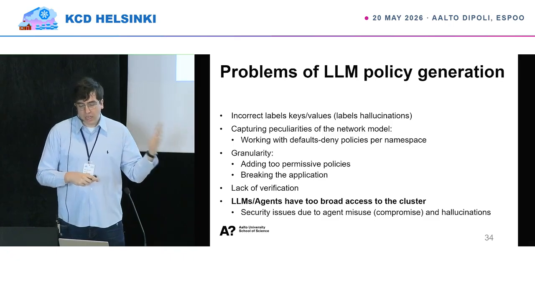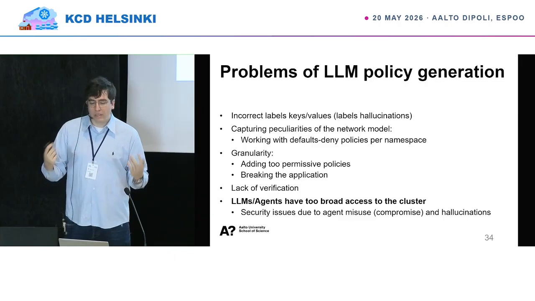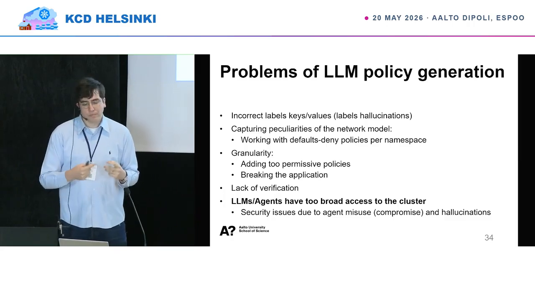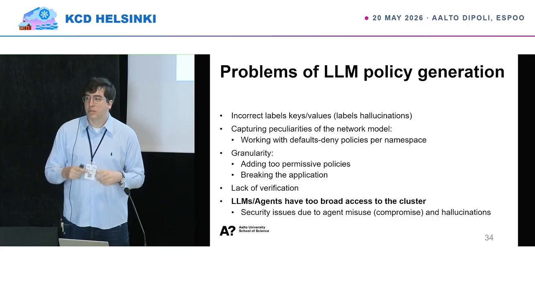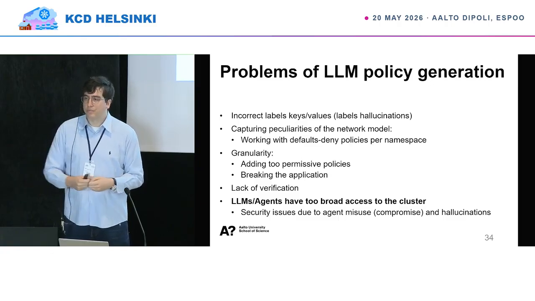Of course, as with any LLM-based solution, you have hallucinations. You can have incorrect labels or key values in the output of the network policies. That will be a basic problem of correctness. It's also difficult for the LLM to capture the peculiarities of the network policies, of the network model. Not only do you have already existing network policies, but you have the defaults, and incorporating that logic into the LLM is not easy. And by default, of course, they are only generating text. They may not have that model within them.